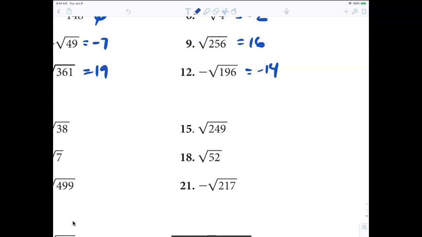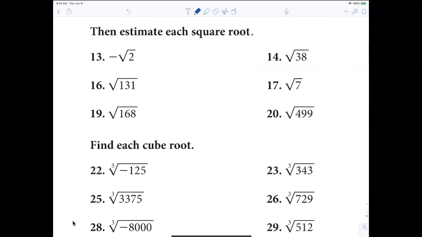Now, for the next problems, all it is, believe it or not, is just typing it into your calculator, because these are considered non-perfect squares. Back on track here. Negative square root of 2. We always round in math, we say to 3 decimal places. So that's going to be negative 1.414. Is everybody okay with that?